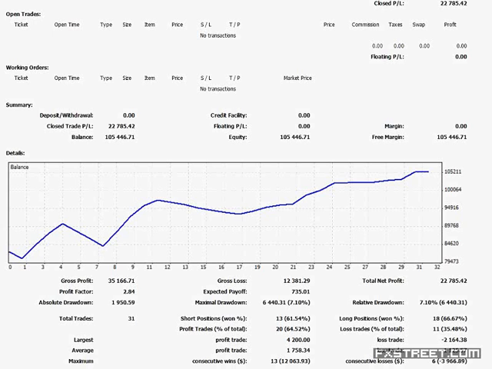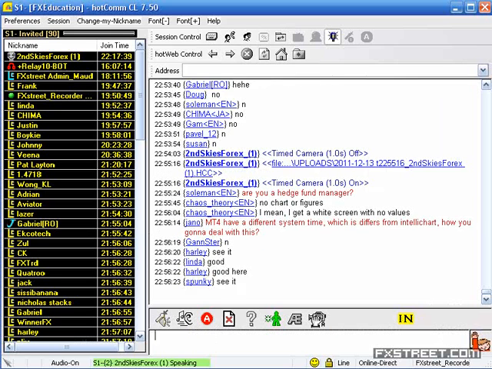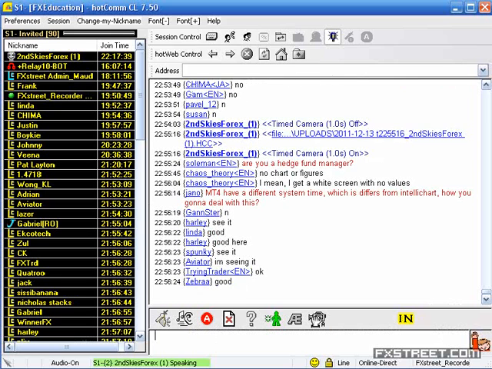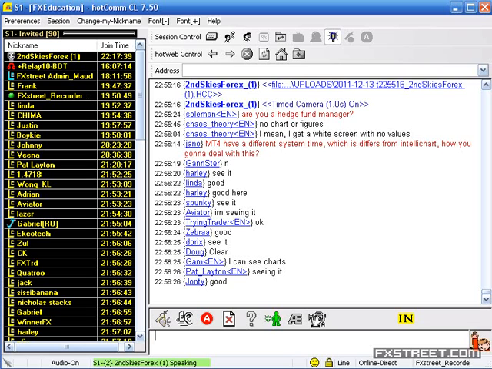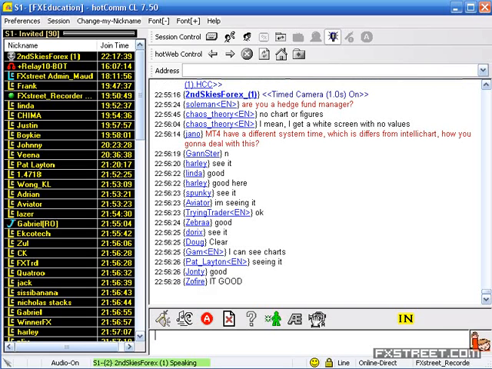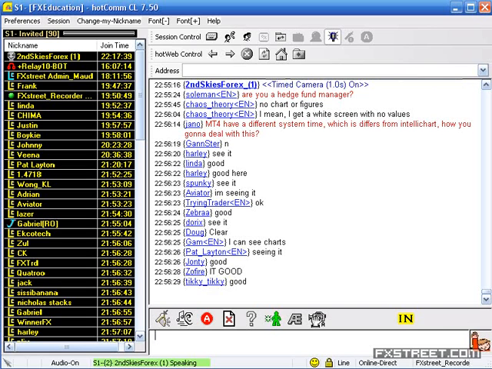Okay, Esther, you're saying you got a white screen with no value. Is anybody else seeing a white screen with no value? Yes, no? Okay, great. Jano, you're saying MT4 is a different system time. Aren't you assuming that all MT4s have the same system time? Doesn't it depend upon its broker?